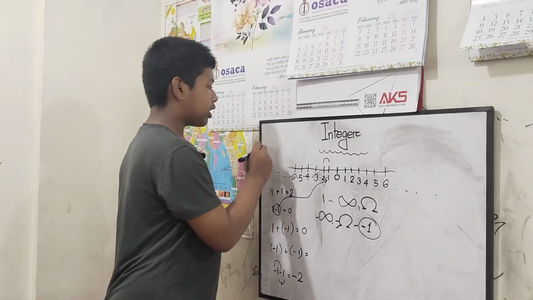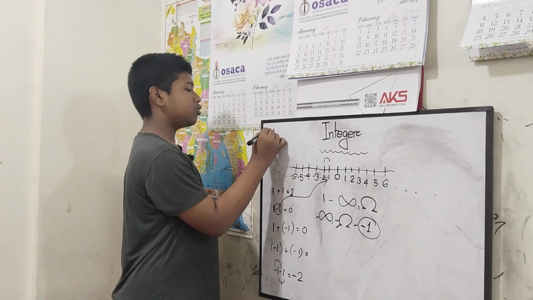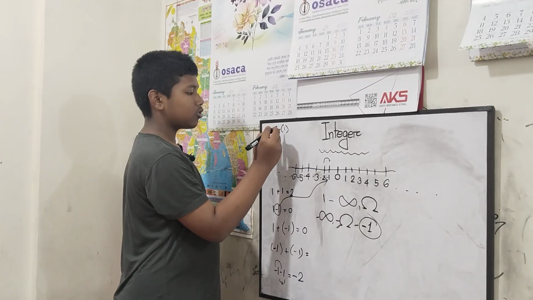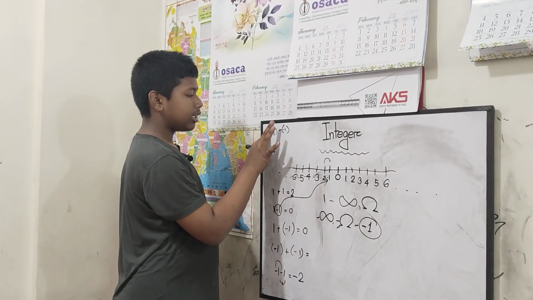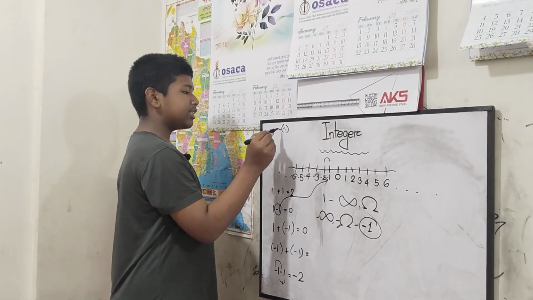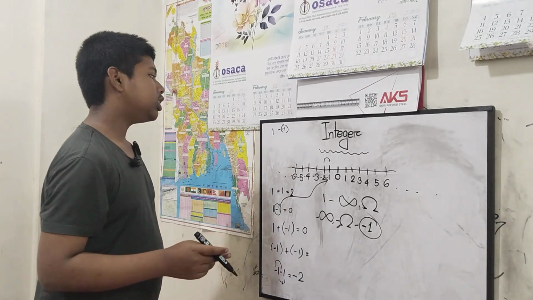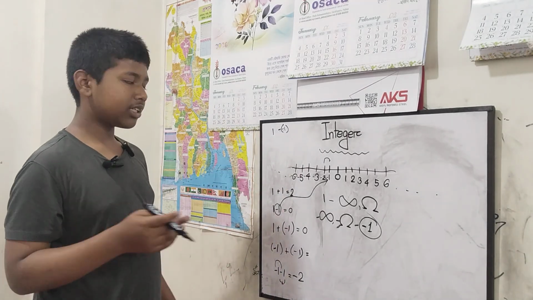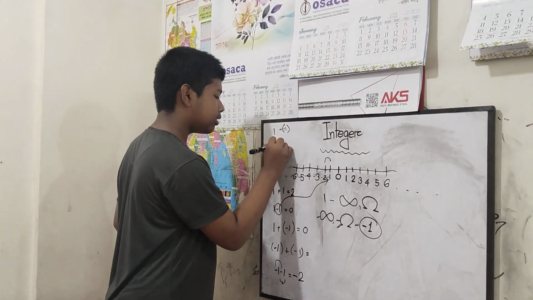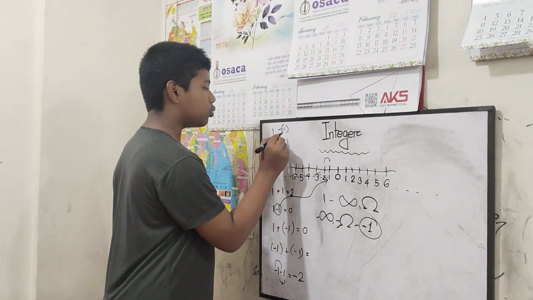Now what if you're told another thing? What if we try -1 minus -1? Minus and minus, we know it will be plus, but there is nothing here, so we have to do plus. See, that is 0.